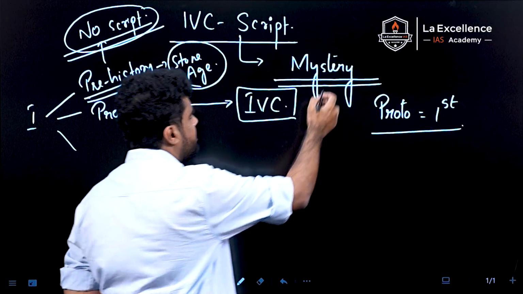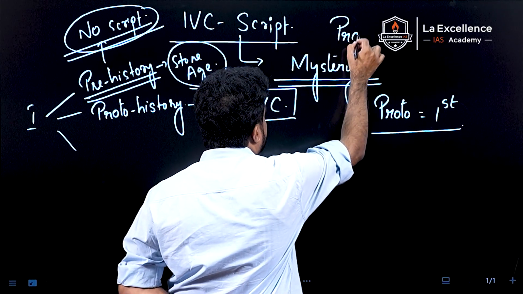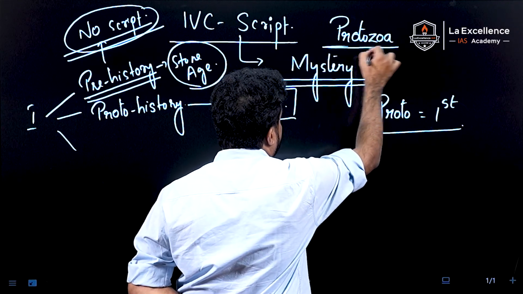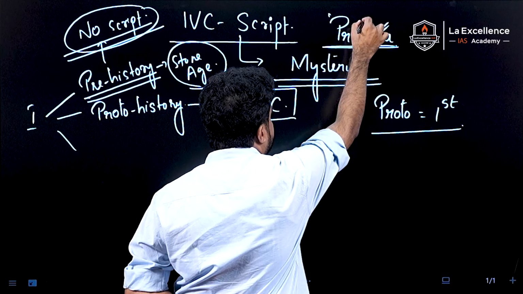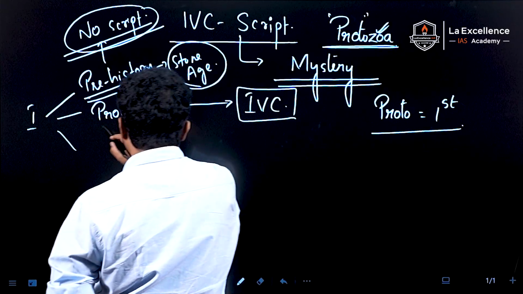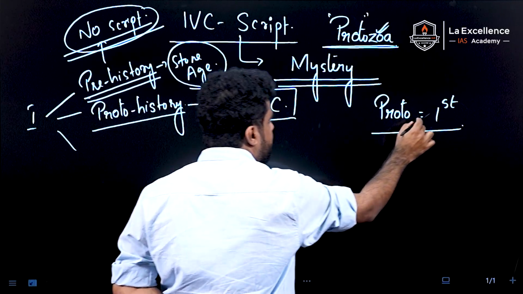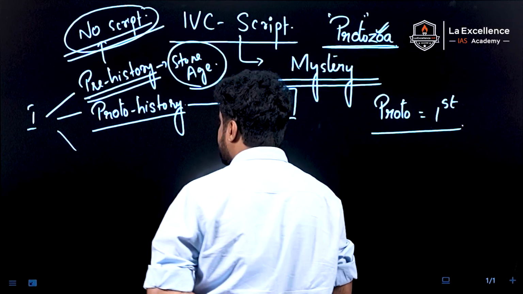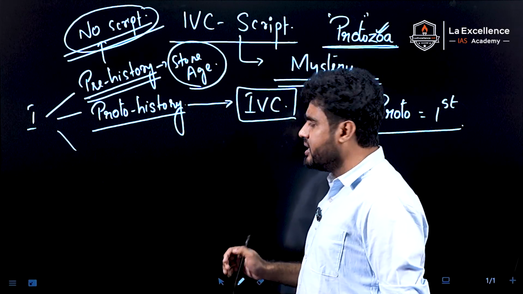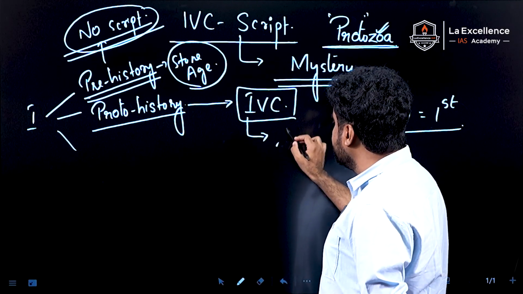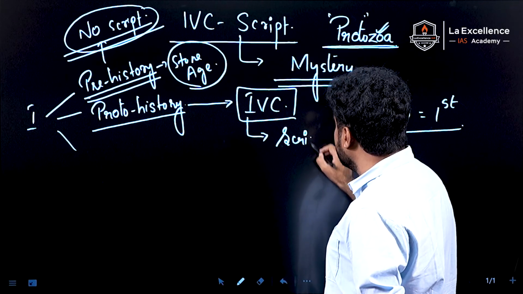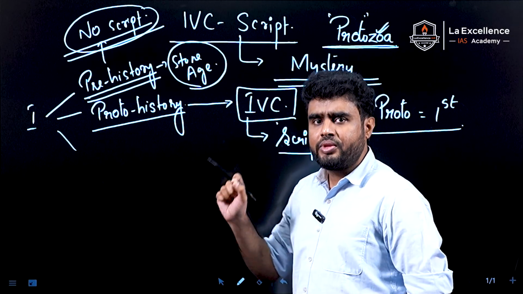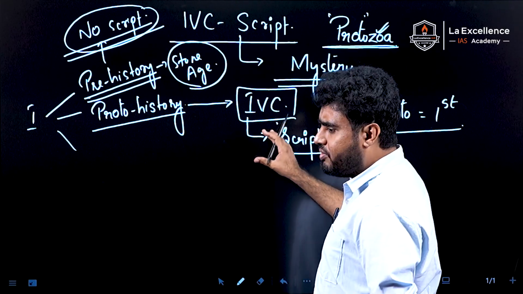For example, in zoology, you have an organism called protozoa, which means the first animal. Zoa means animal, proto means first. Similarly, here we are speaking of proto-history. Proto means initial, the beginning. Why Indus Valley Civilization is classified under proto-history is because the people of IVC produced something called the script. It means the Indus Valley Civilization wrote something, and that writing we call the script.